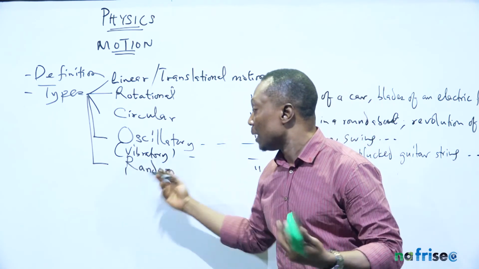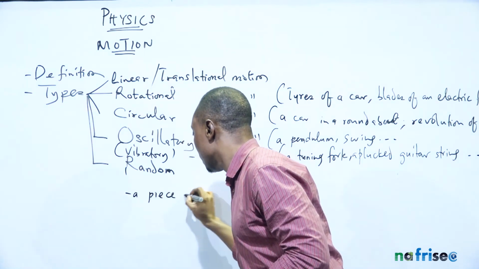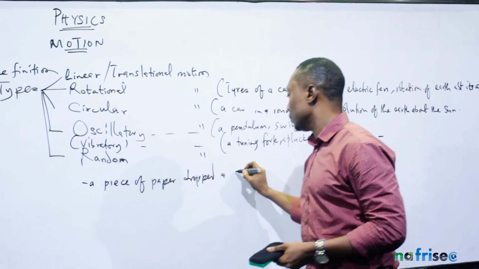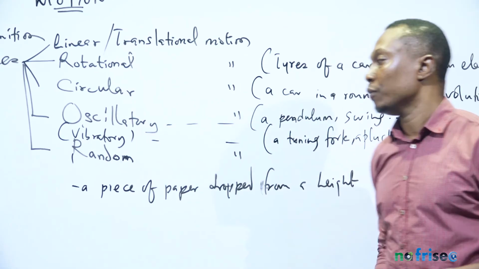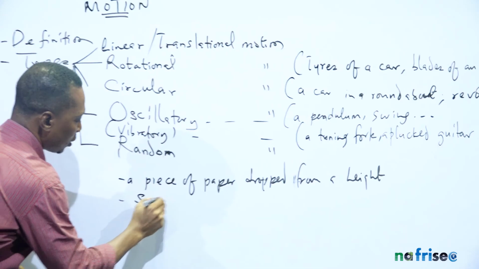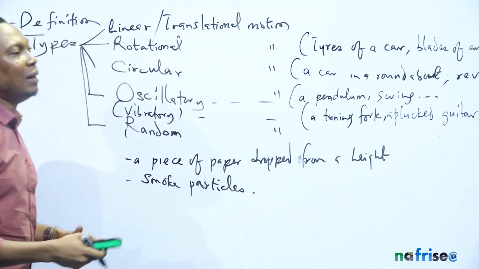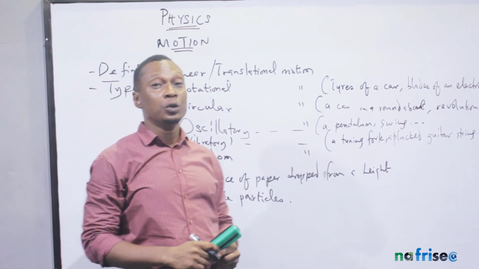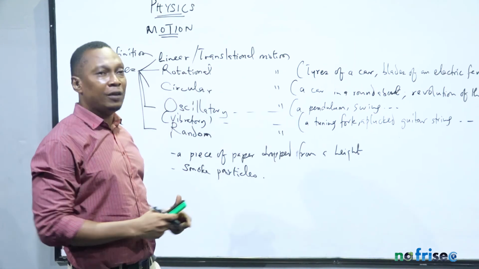So, as I said earlier, a piece of paper dropped from a height will pass for random. All right, that's an example of random motion. What else can we say as a random motion? Look at smoke particles. Smoke particles can be everywhere at the same time. So these examples just exemplify random motion. Motion without a particular pattern, erratic, unpredictable. So I've just given you an overview of motion.